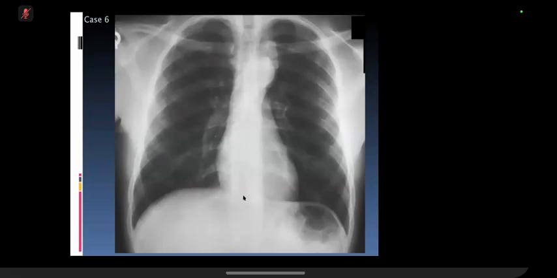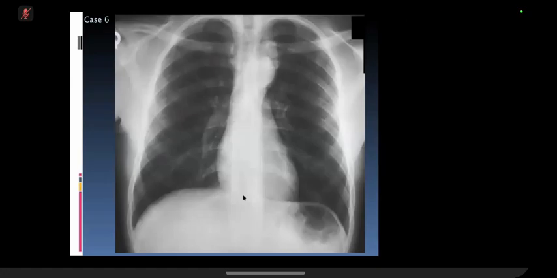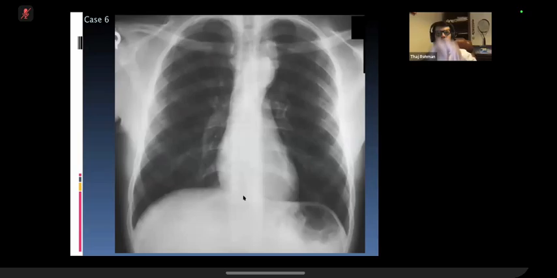I'm trying to see if I can locate this mass. Appears to be a superior anterior mediastinal mass, because I can see the silhouette of the aortic arch separate to the mass, and I can't see any associated posterior rib changes. So can you compare the width of the ribs, posterior ribs on the left side?